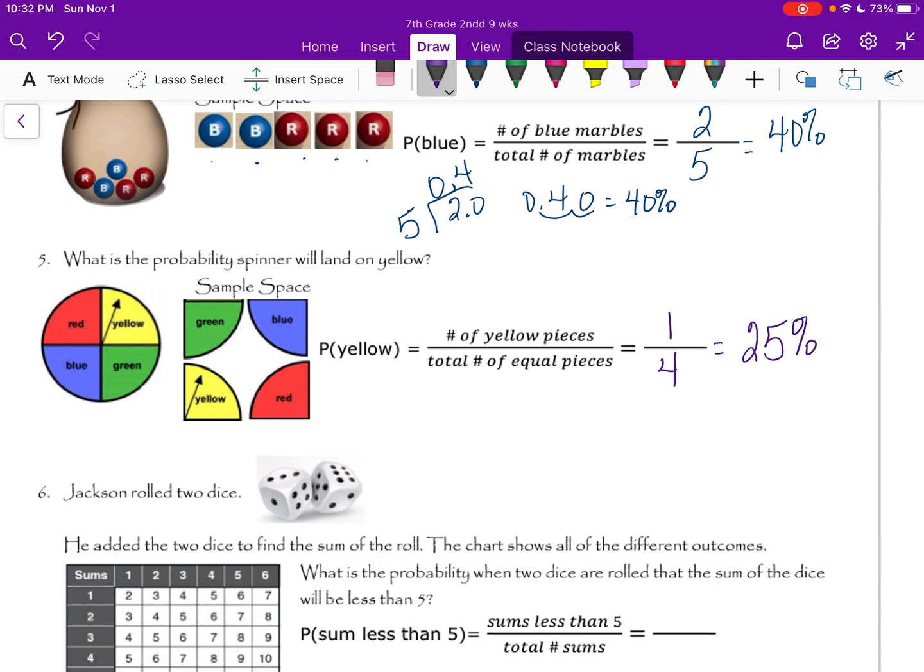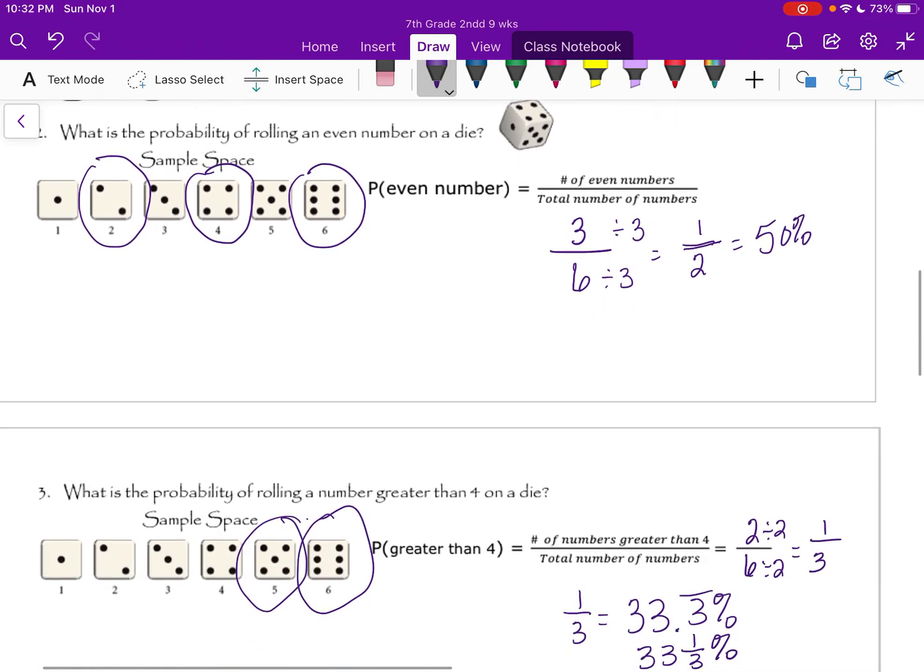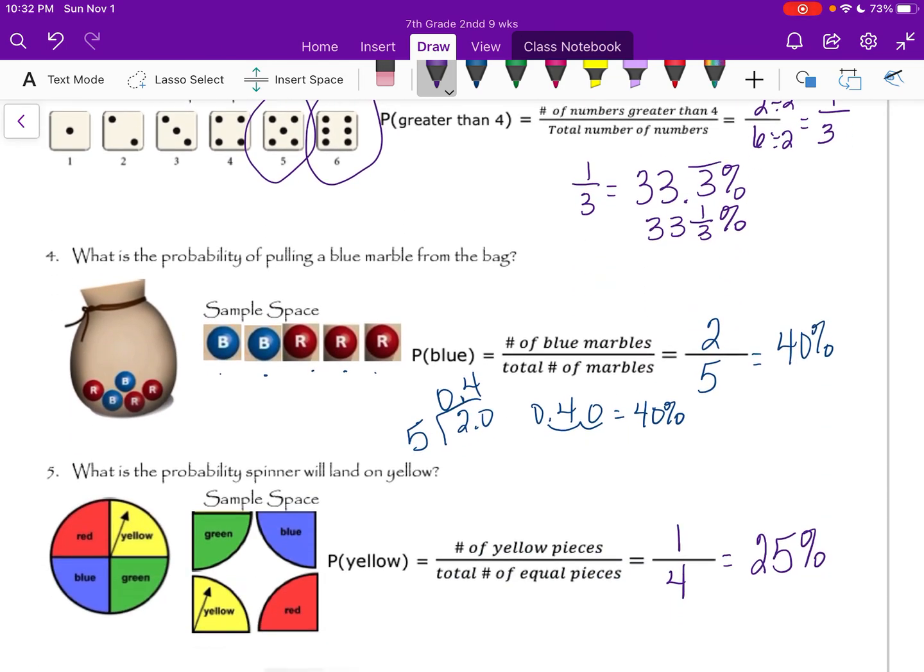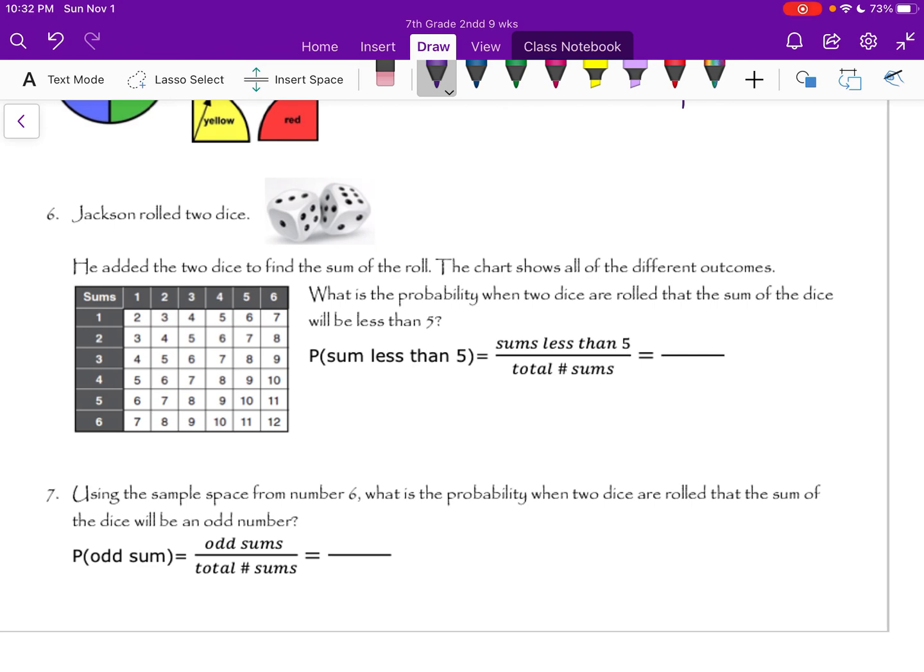25%. So notice in all of these that we've done so far, only one thing has happened, right? We flipped one coin, we rolled one die, rolled another die, pulled one time, spun one time. Well, in this one, it's going to seem like we're doing 2 things, but we're really only doing 1. It says Jackson rolled 2 dice. So he rolled them at the same time. He added the 2 dice together to find the sum of the roll. The chart shows all of the different outcomes. So this chart shows us all the different things that could happen. So this is the sample space. This is all the different sums that could come up with.